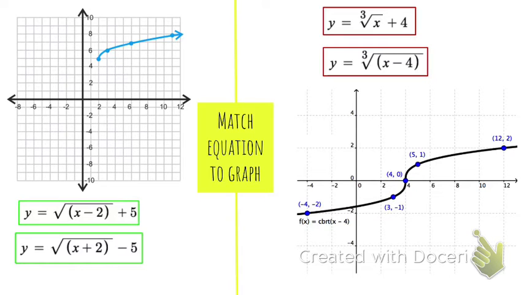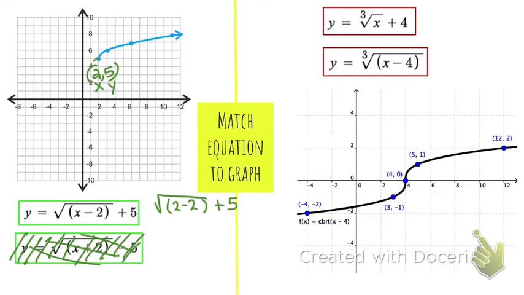So for example, let's just look at the first choice of an equation and see if this is the answer. So if I pick this point here, over 2 up 5, I want to see if I substitute 2 in for x, does it give me y equals 5? So let's try that. So I substitute it in. 2 minus 2 is 0. The square root of 0 is 0. And yes, I get 5. When I substitute 2 in for x, I get 5.